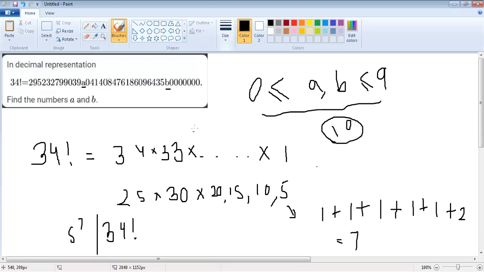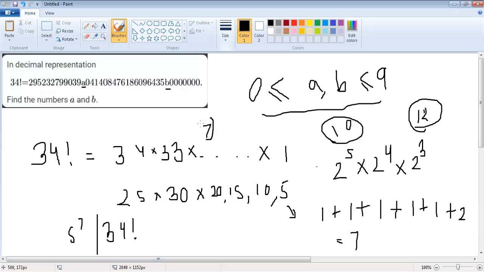So we can evidently see that there will be 32, which is itself 2 to the power 5, there will be 16, which is 2 to the power 4, and we will have 8, which is 2 to the power 3. So it sums up to 12, so it is always greater than or equal to 12. So 7 fives and 7 twos will combine to give 7 zeros. That means 10 to the power 7. So as we can see, there are only 7 zeros, and there are no more 5s left to divide 34 factorial.